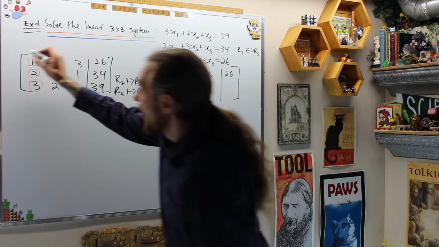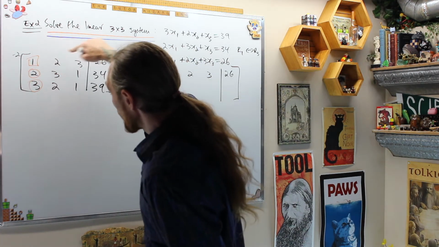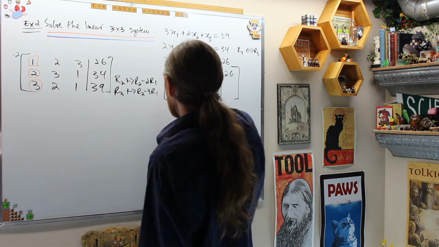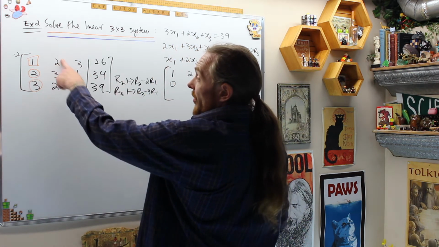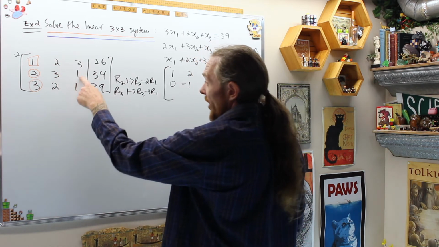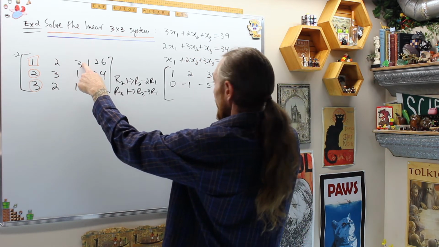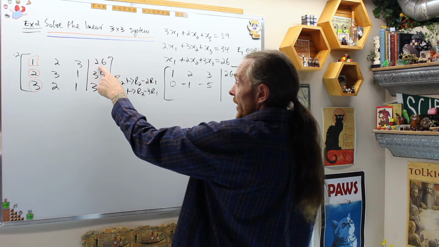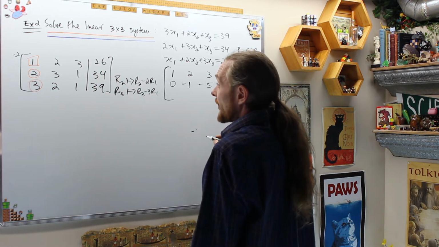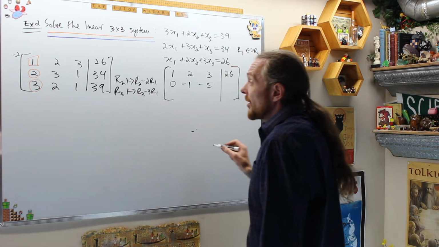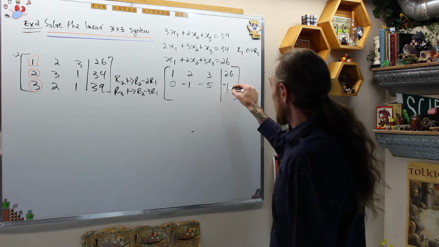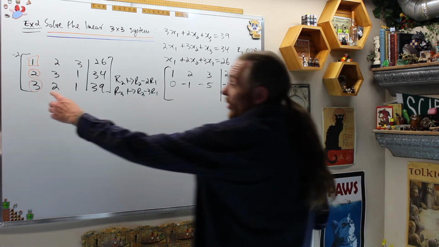Then what am I going to do? I'm going to multiply by -2, distribute it into all of these, and then add it to this one. So 2 minus 2 is 0. 3 minus 4 is -1. 1 minus 6 is -5. And then here, what are we going to get? -52 plus 34, which is -18.